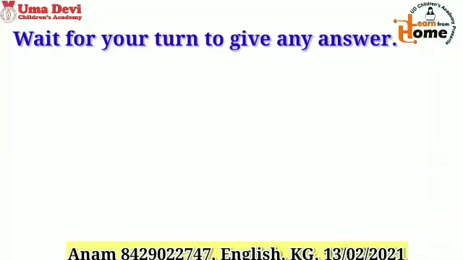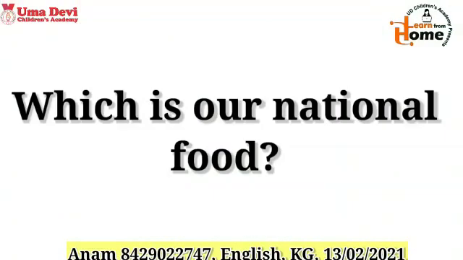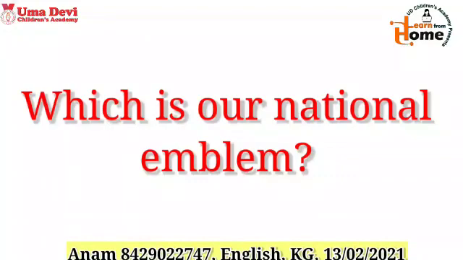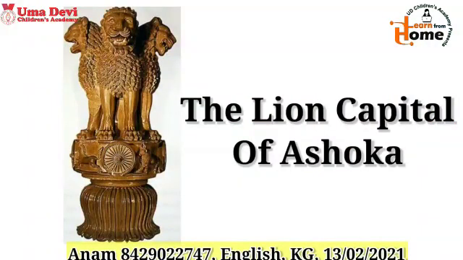Now, let's revise some GK questions. Tell me, which is our national food? Very good. Our national food is khichdi. Repeat after me. Our national food is khichdi. Next question, which is our national emblem? Children, tell me what is the correct answer of this question. Our national emblem is the lion, capital of Ashoka. Repeat after me. Our national emblem is the lion, capital of Ashoka.